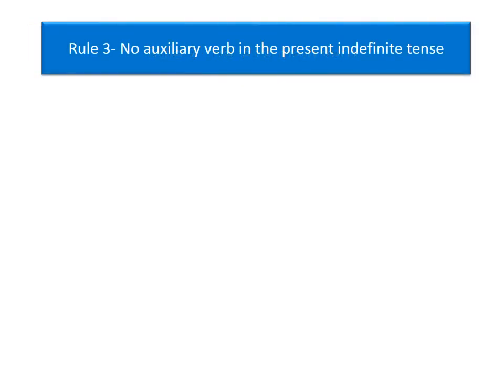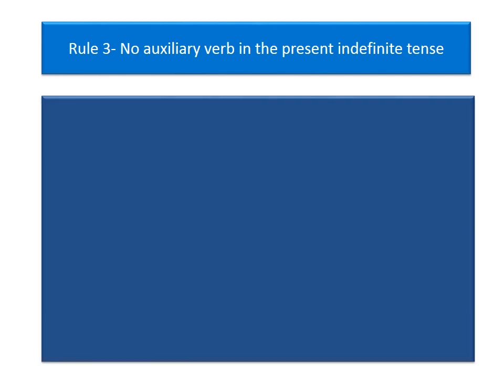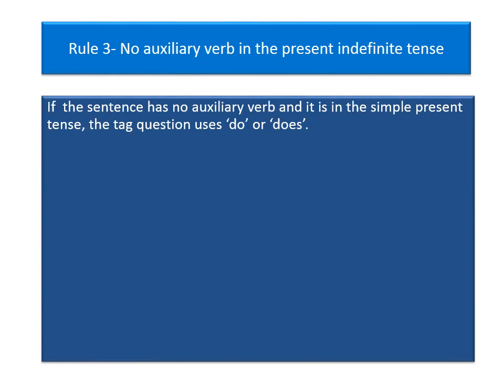Next comes rule number 3. No auxiliary verb in the present indefinite tense. If the sentence has no auxiliary verb and it is in the simple present tense, the tag question uses do or does.